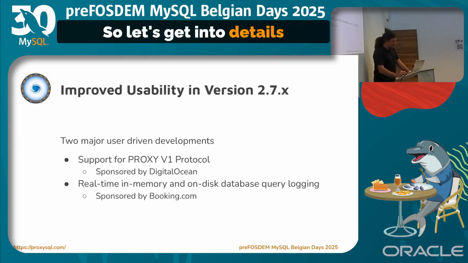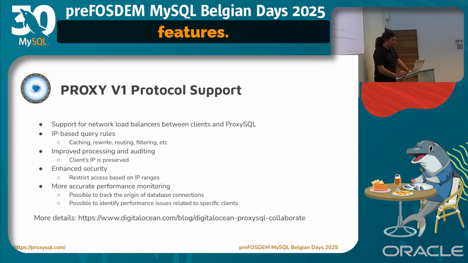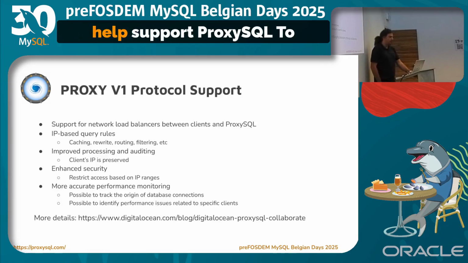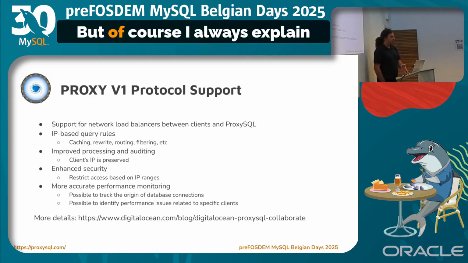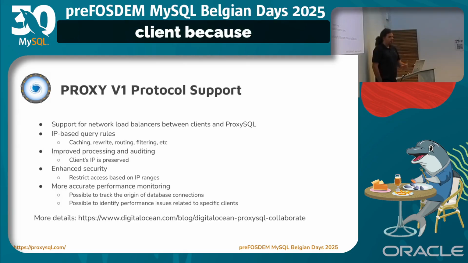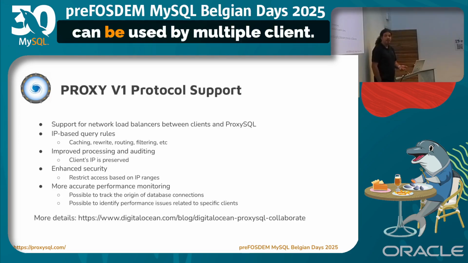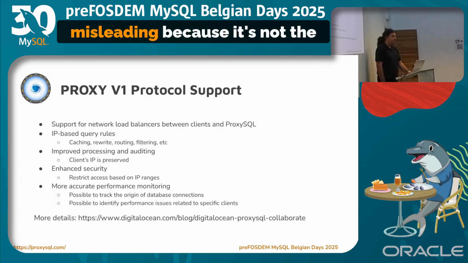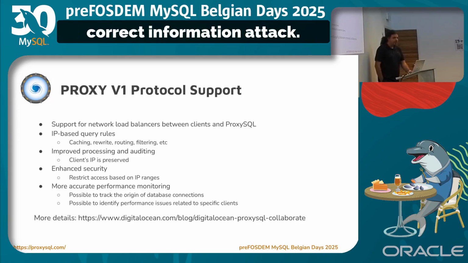So let's get into details about those two features. The first one is the proxy protocol. I have been asked many times to support the proxy protocol between ProxySQL and the backend, but of course I always explained that this doesn't make sense, because the database should not know the IP of the client, because one single backend connection can be used by multiple clients. So having the IP of the client in the database server doesn't really make sense, and is also misleading because it's not the correct information to have.